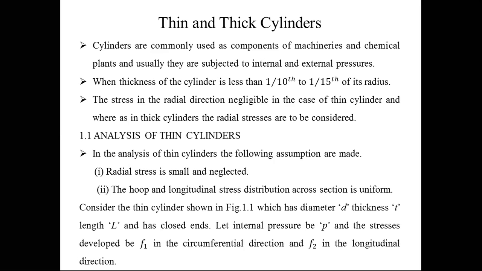Depending on the thickness of the shell or the thickness of the cylinder, you can differentiate thick and thin cylinders. When the thickness of the cylinder is less than 1/10 to 1/15 of its radius, that is called a thin cylinder. A cylinder, already all of you know, is a circular cylinder having diameter and length.